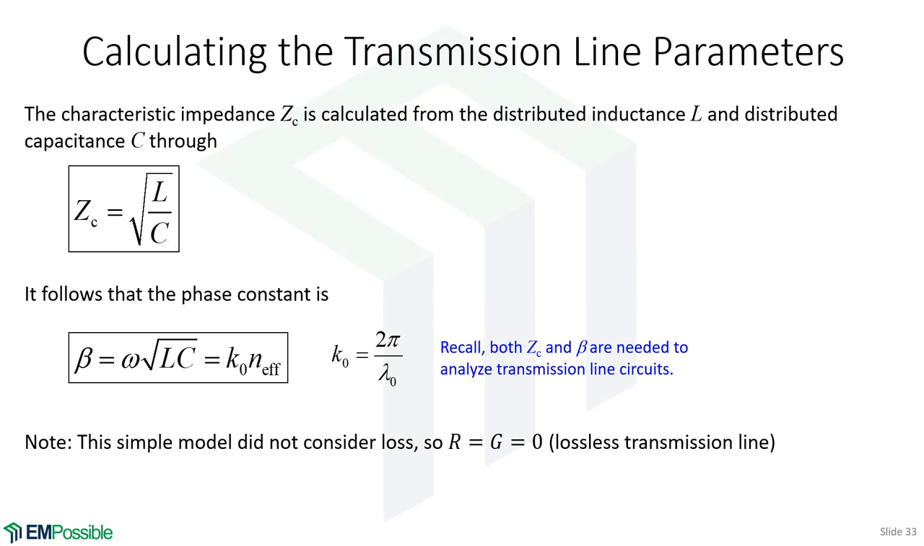I'll mention and end this with, this was a simple electrostatic approximation. So as we formulated, it is not able to calculate or compensate for any kind of loss. So our R and G parameters drop out of this. We're only calculating L and C.